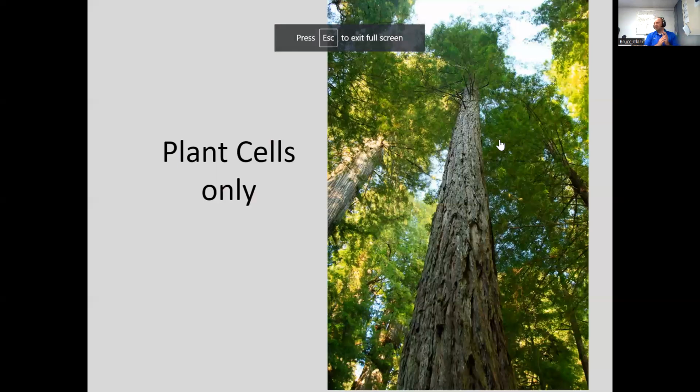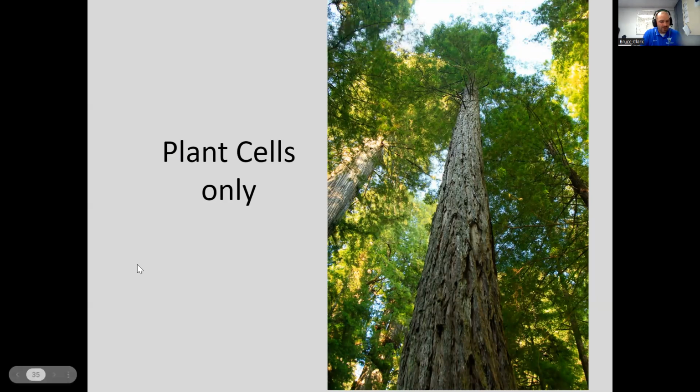Hey, we are at the point of our cell parts unit where we've got one batch of cell parts left. I have these labeled as plant cells only. That's a little misleading, because they're found in other cells as well. Maybe a better label would be not found in animal cells. So the parts we're going to go through today are not found in human cells whatsoever.